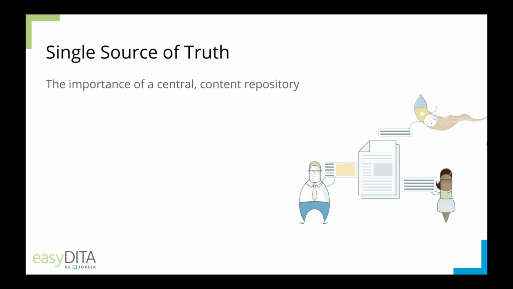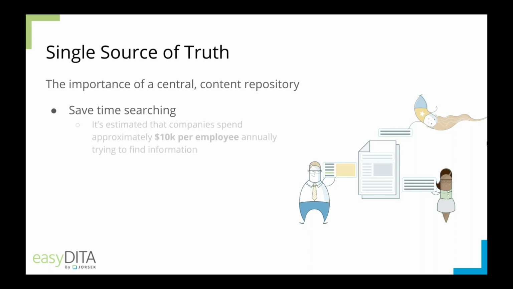But when you have that single source of truth, that central content repository, you save a significant amount of time searching. I know we've talked about this a lot. That McKinsey report I talked about earlier, if you extrapolate that and take into consideration average salary, means that each employee is spending about $10,000 worth of their time just trying to find that information.